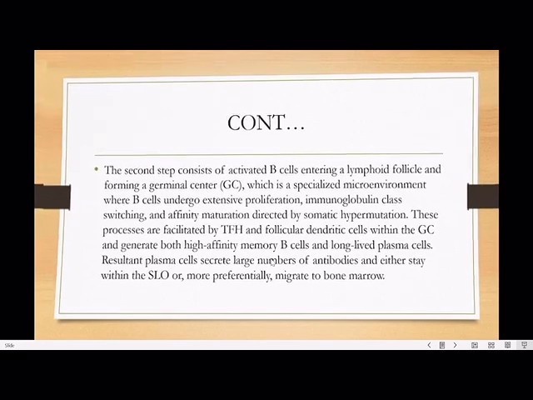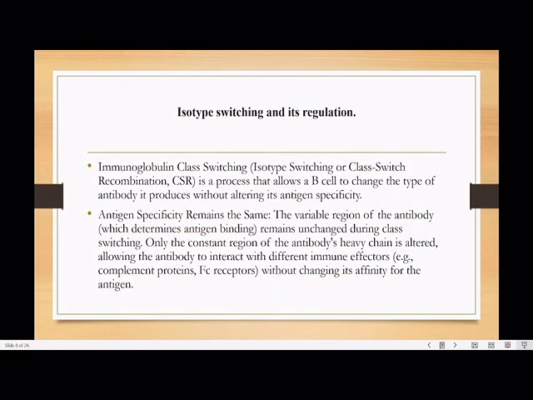We can see the isotype switching and its regulation. We know that isotype switching can also be called immunoglobulin class switching, or class switch recombination. Isotype switching is a process that allows a B cell to change the type of antibody it produces without altering its antigen specificity.